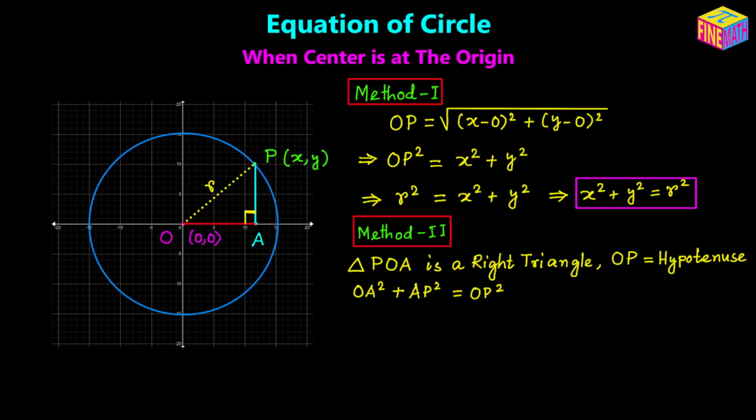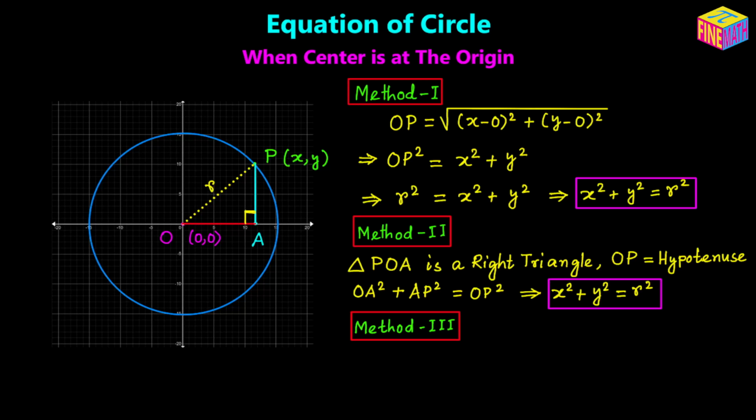And now let's substitute the values of OA, AP and OP. So then our equation is going to look like this. x squared plus y squared is equal to r squared. And that's the equation of our circle. Next, we are going to talk about the third method, which is in fact similar to the first method.